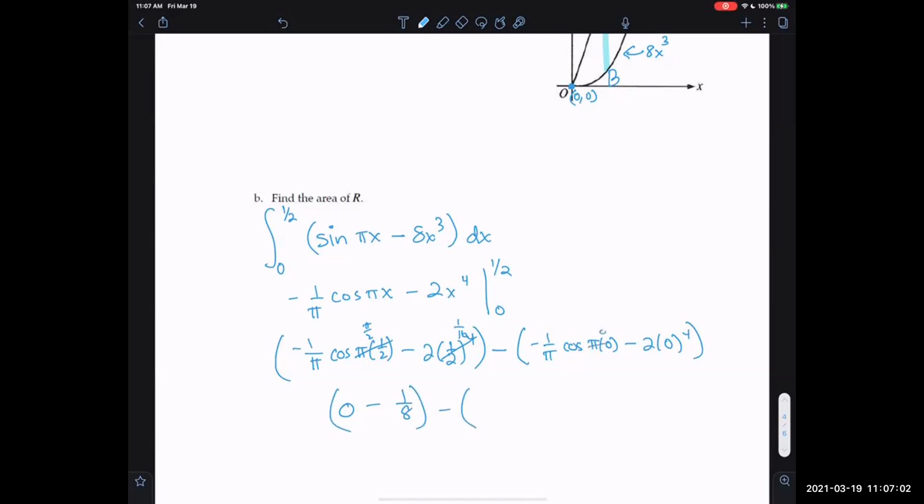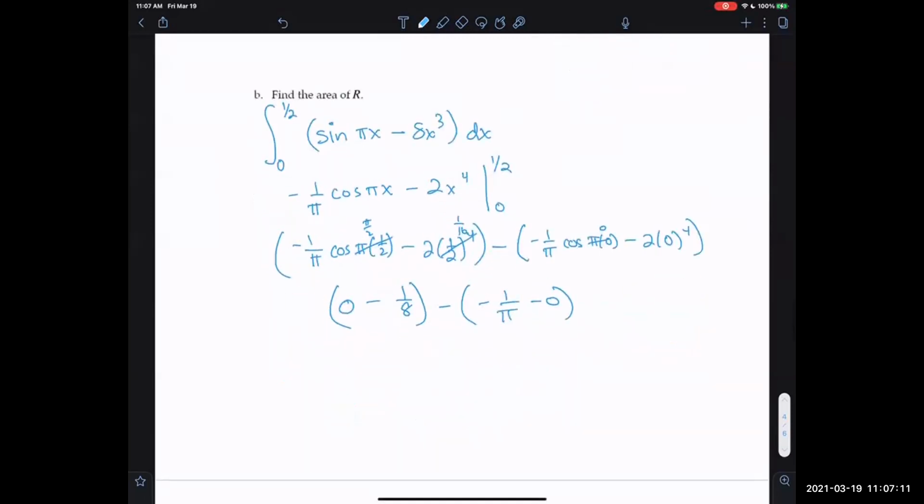And then we've got cosine of 0, which is 1. So this is negative 1 over pi, and then minus 0. All right, so what I have is negative 1/8 plus 1 over pi, which is absolutely fine to leave as your answer. And there's our answer. And feel free to calculate using your calculator to check. And then, of course, it's going to give you a decimal approximation. So you need to verify that.